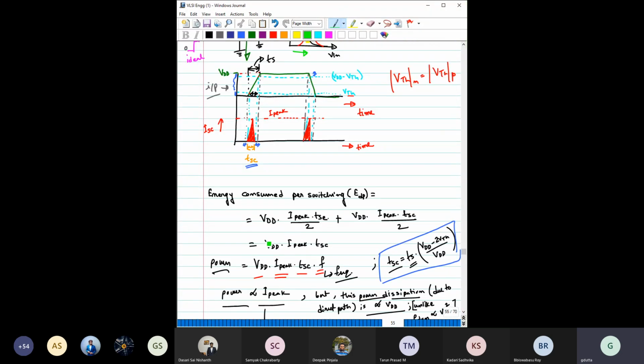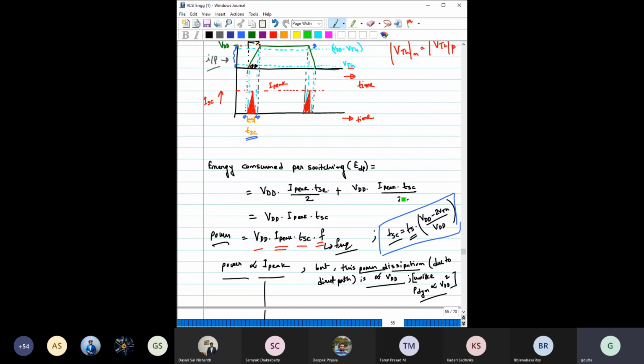So we have to find the energy consumed, and if you know the energy, then obviously it should not be much difficult to find the power. So we have also to find the power.